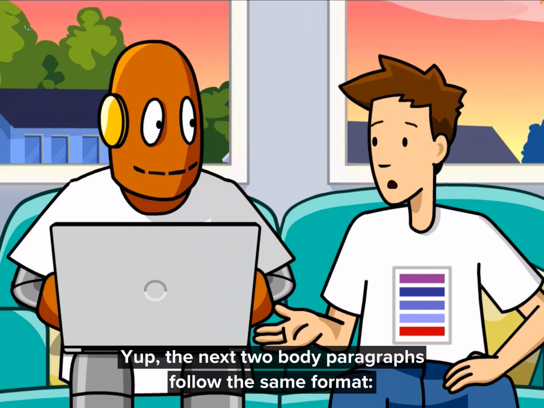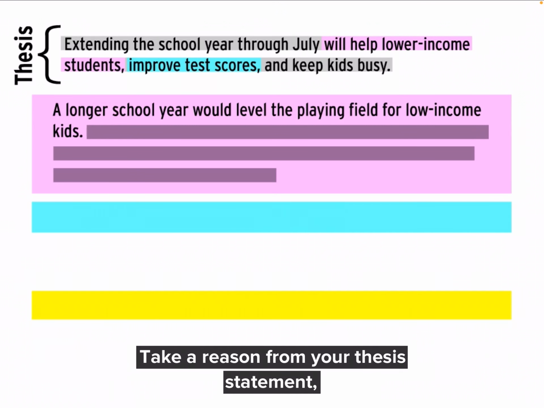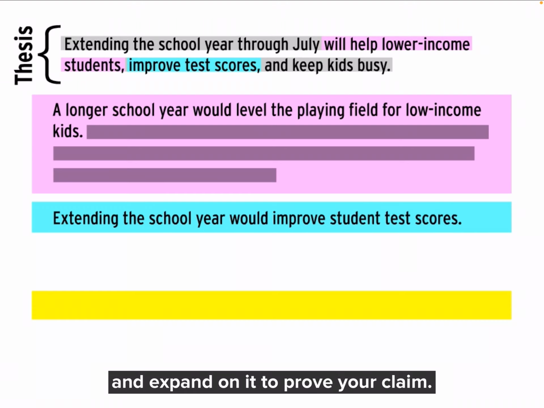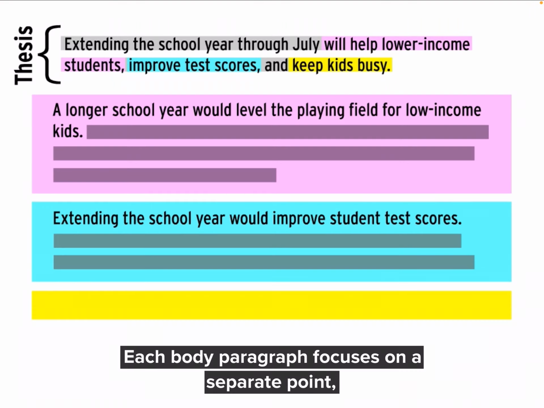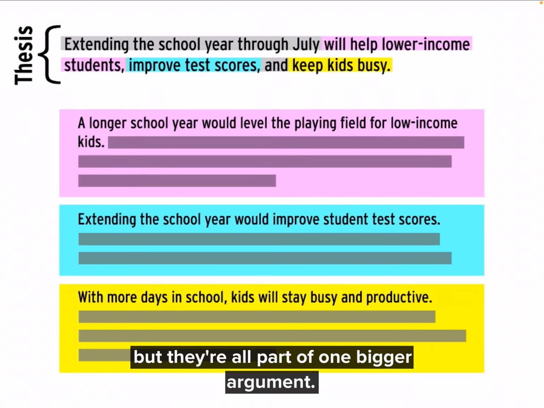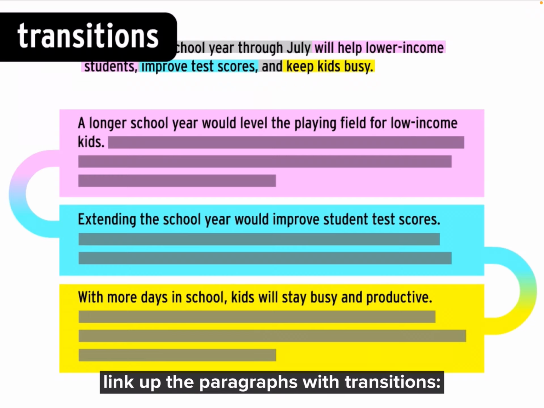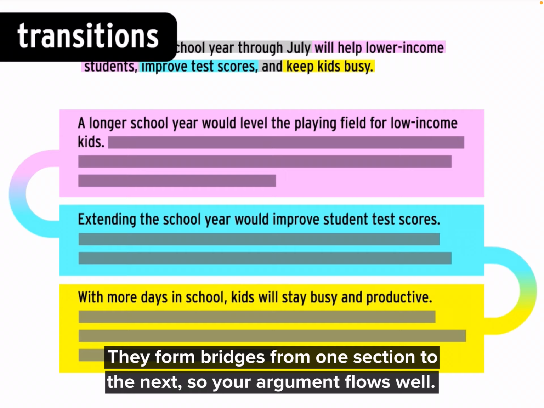Yep, the next 2 body paragraphs follow the same format. Take a reason from your thesis statement and expand on it to prove your claim. Each body paragraph focuses on a separate point, but they're all part of one bigger argument. So, to ease the switch from one point to the next, link up the paragraphs with transitions. They form bridges from one section to the next, so your argument flows well.